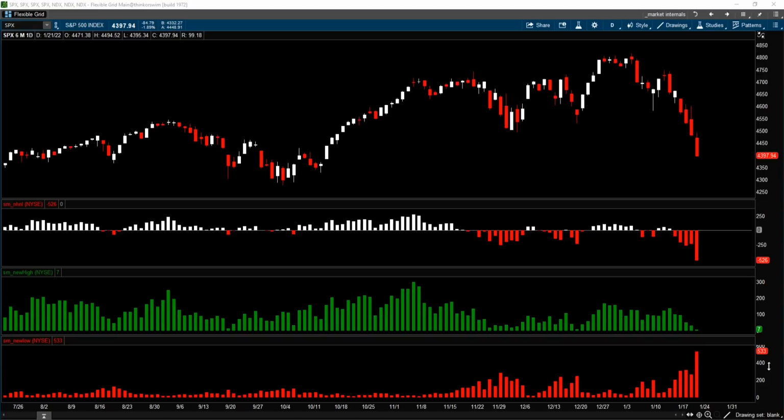In addition to the negative AD, we also see a tremendous explosion in the new 52-week lows on Friday. You can see there were 533 new 52-week lows versus only 7 new 52-week highs. And the new 52-week lows outnumbered the new 52-week highs by 526, and we haven't seen this level for quite a while now.